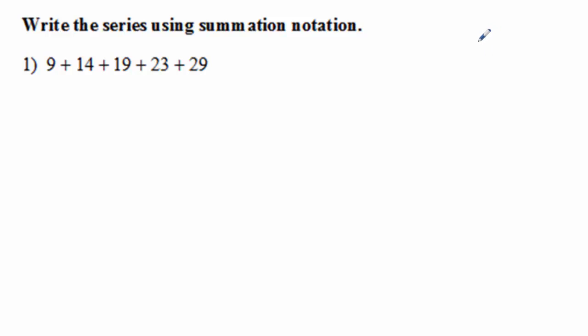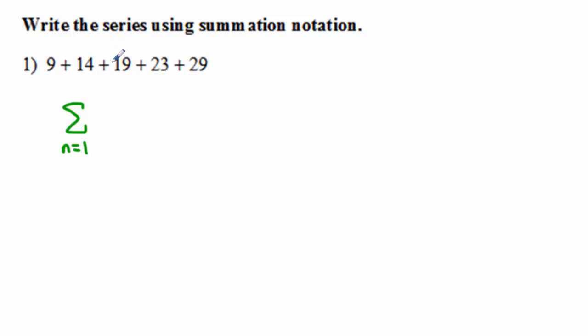Write the series using summation notation. So summation notation is when we use the Greek letter sigma, and below the letter we put the number we're going to start with, the term number we're going to start with, which it's easiest if we just start with 1. On top we put how many terms there are.